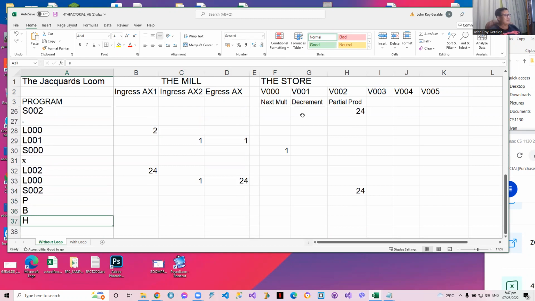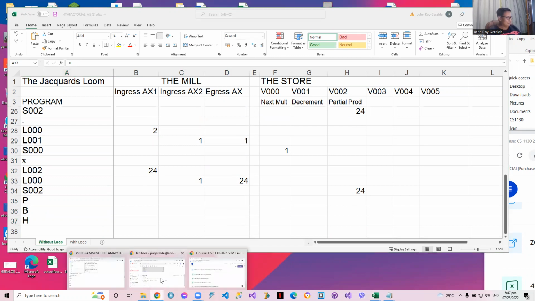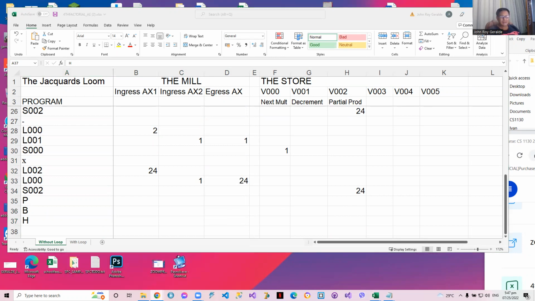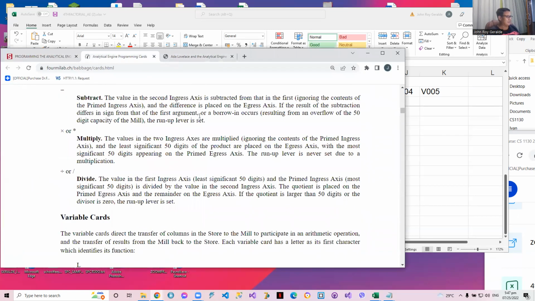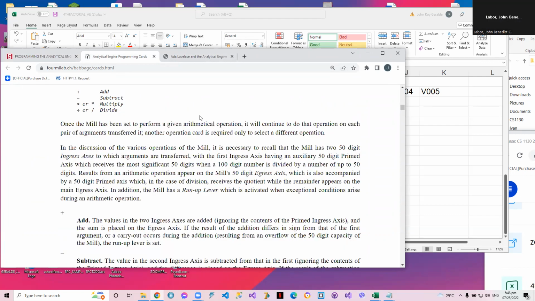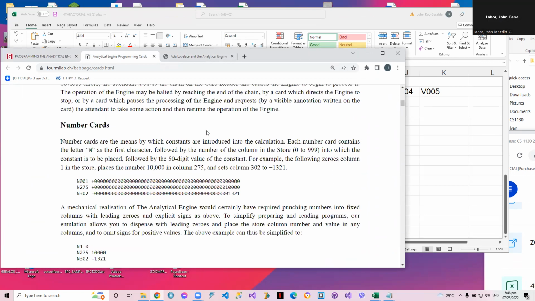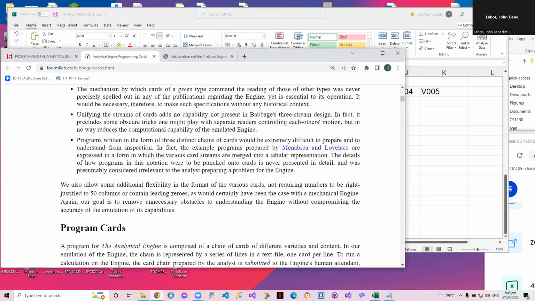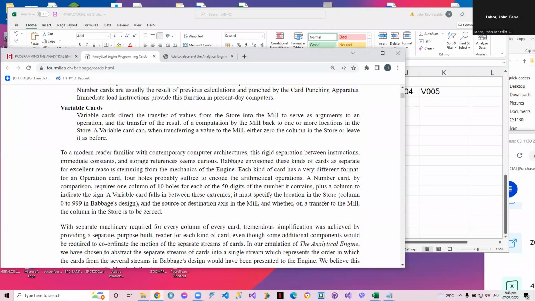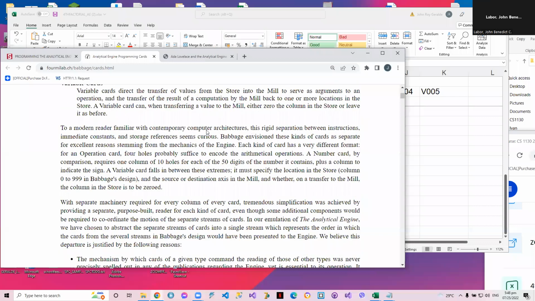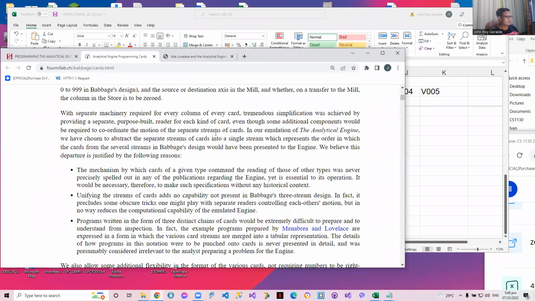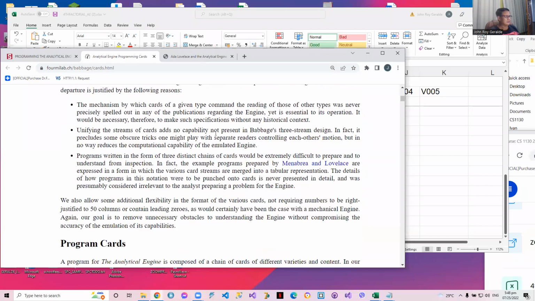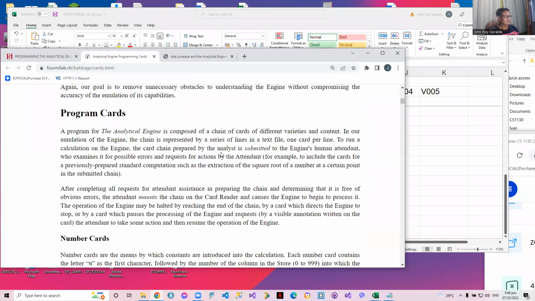Kasi ganito yon, no? If you look at what's being done, no? What's done in the analytical engine. Okay, ganito daw ang ginagawa. Let me look at for that, no? Ito.